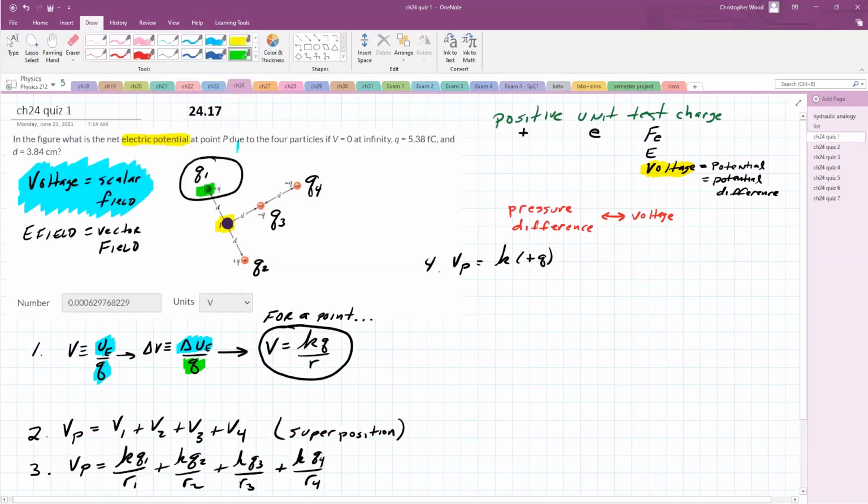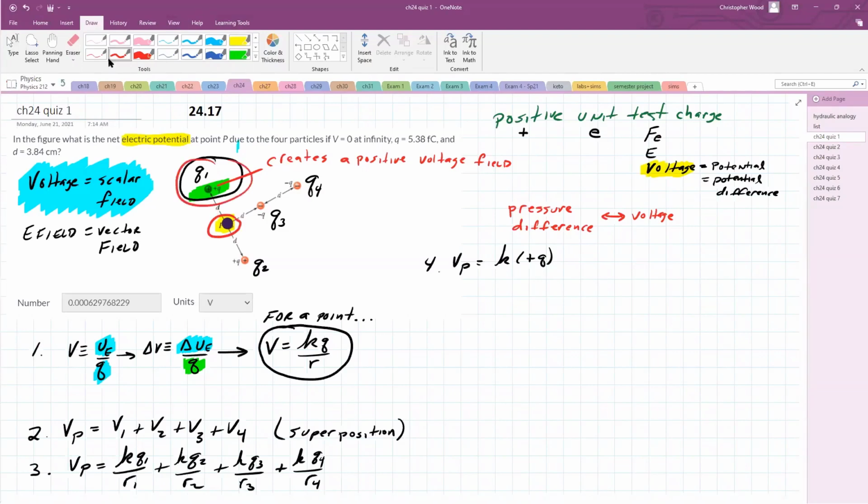This point charge right here, for example, just sticking with Q1, creates a positive voltage field. So whatever Probert senses from Q1, it's going to be a positive oomph. Okay, so what's the distance between Probert, which is right here, and Q1, which is right here? And that is distance D. So just, again, being very mechanical here, this is the voltage due to charge 1, K plus Q over D.